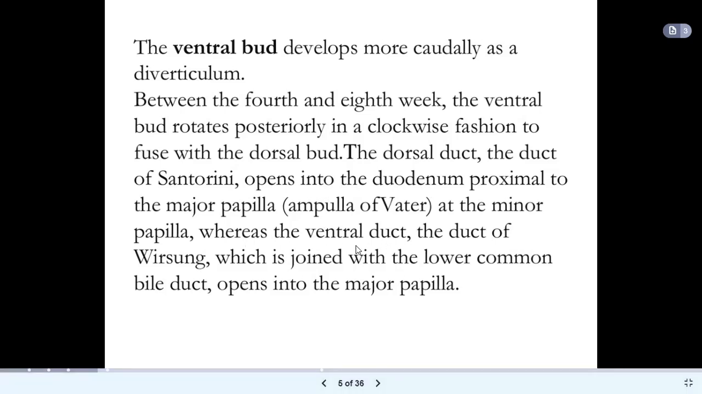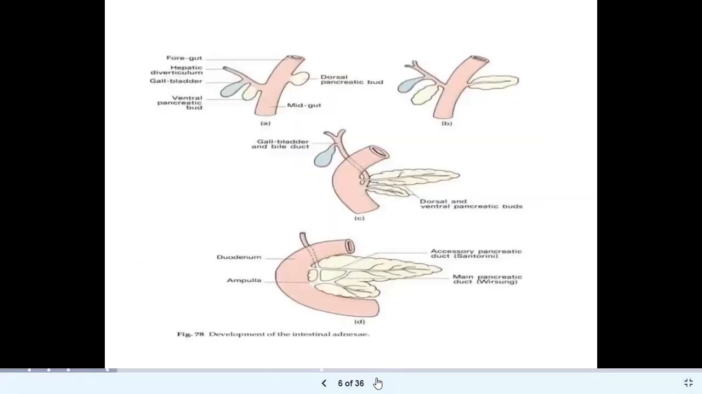whereas the ventral duct, the duct of Wirsung, which is joined with the lower common bile duct, opens into the major duodenal papilla. So we can see here the dorsal pancreatic bud and the ventral pancreatic bud, and the fusion of the dorsal and ventral pancreatic buds, and the formation of the accessory pancreatic duct, which is known as the duct of Santorini, and the main pancreatic duct, which is known as the duct of Wirsung.